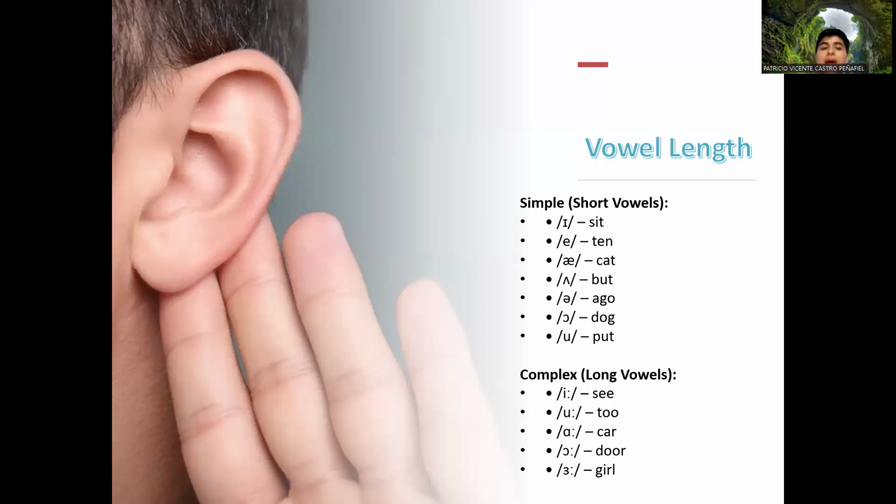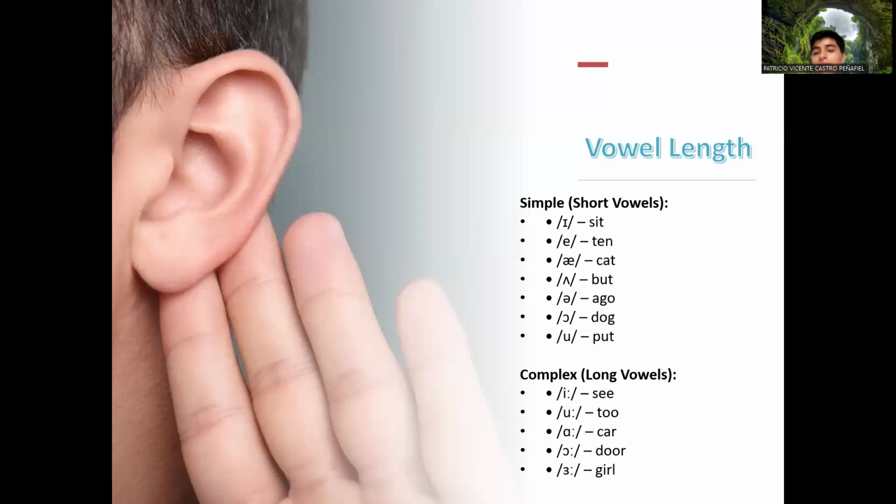Now, let's analyze the long vowels. You can see some examples, and these words are really used in English, like see, two, car, door, and girl. But let's analyze the vowels that we have in these words.